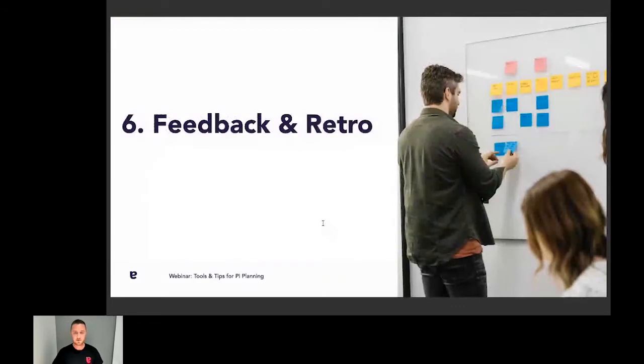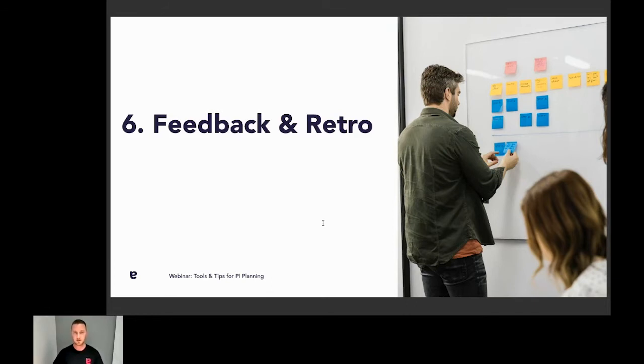Tip number 6 for easier remote PI planning is the importance of feedback and holding the retrospective. Again, we're not going to get this right straight away. So let's give our people a chance to communicate back to us, whether it's via retrospective or by opening up a channel for feedback. We're not just getting feedback on how the last PI planning session went. We're also getting feedback on how we're finding working together in this release train remotely.